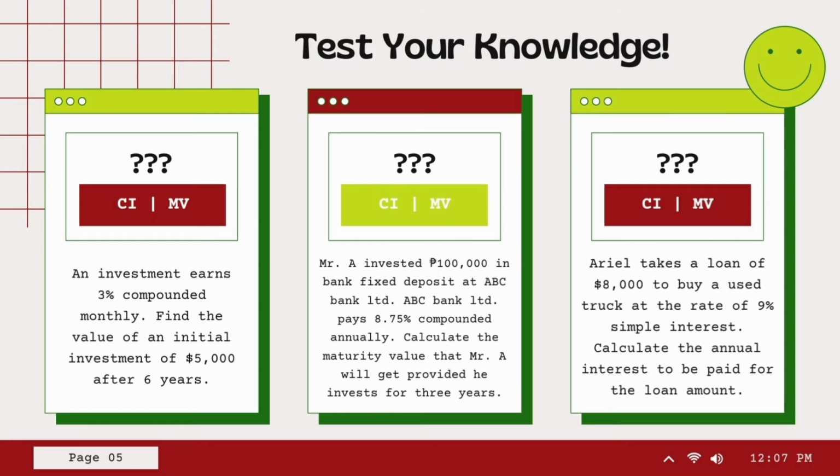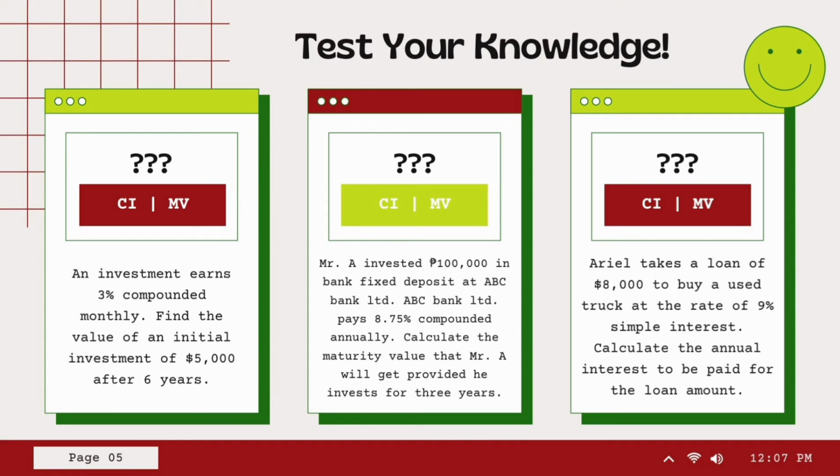Now, let us have a short test to be able to determine whether you understand the usage of the different formulas related to compound interest. Determine whether the following problems are looking for the compound interest or the maturity value. Number 1. An investment earns 3% compounded monthly. Find the value of an initial investment of $5,000 after 6 years.